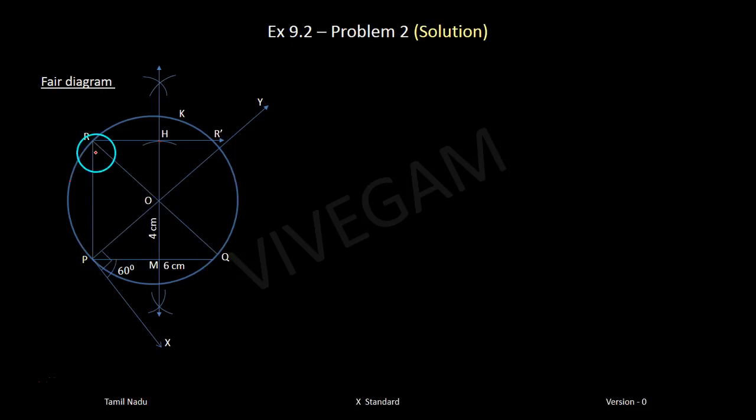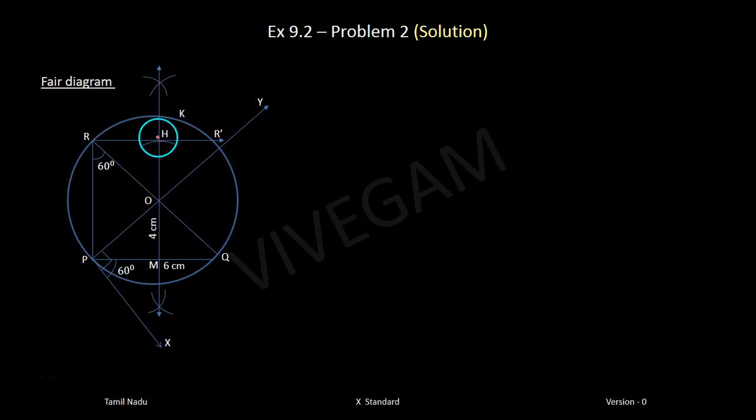So now PRQ subtends an angle of 60 degrees, and at the same time the altitude is 4 centimeter. This is 4 centimeter, so this is 4 centimeter also. Or if you join PR dash and R dash Q, it will be the same. You will have the same angle of 60 degrees and the altitude will be 4 centimeter. So it's the same like the previous problem.